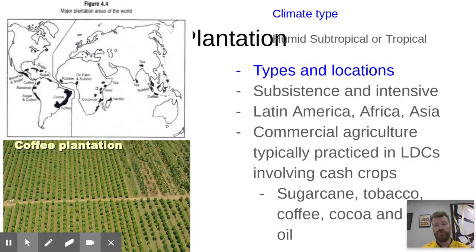Okay, plantation agriculture. This is an imperialism, colonialism issue. So in places that were imperialized by Great Britain or by European nations, there's a lot of plantation agriculture. The idea is that it is subsistence and intensive. Latin America, Africa, Asia, they also, though, have commercial agriculture in this because they have huge plantations. And those plantations involve cash crops like sugarcane, tobacco, coffee, cacao, and palm oil. These are things that we all use all the time.